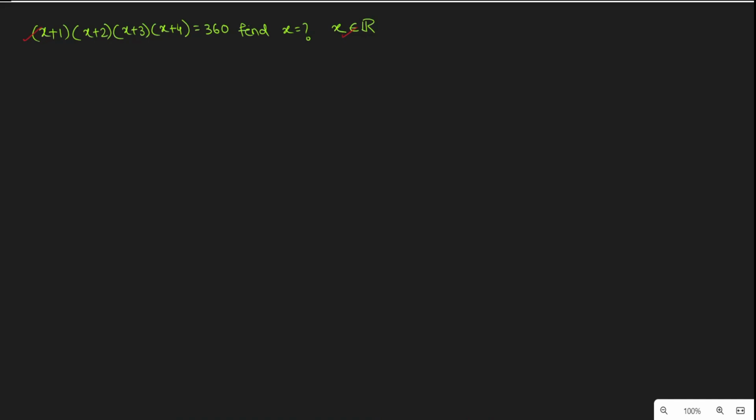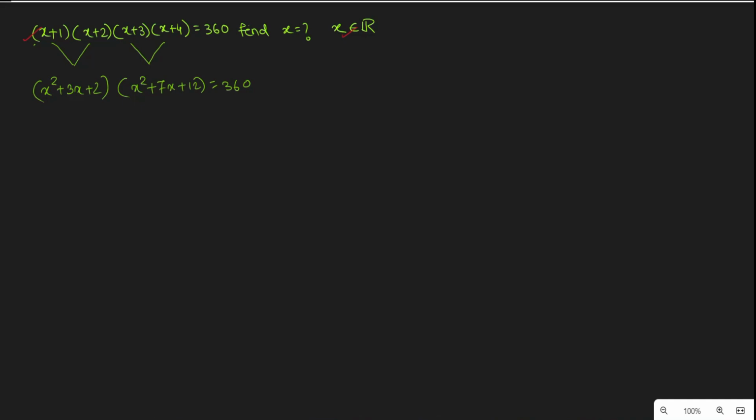We may think to expand this equation by multiplying all these expressions, but it is very difficult to solve the equation for x that way. Let us think about pairing the products. Multiply expression 1 and expression 2, then expression 3 and expression 4. When you multiply x+1 with x+2, you get x² + 3x + 2, and when you multiply x+3 with x+4, you get x² + 7x + 12, equal to 360.